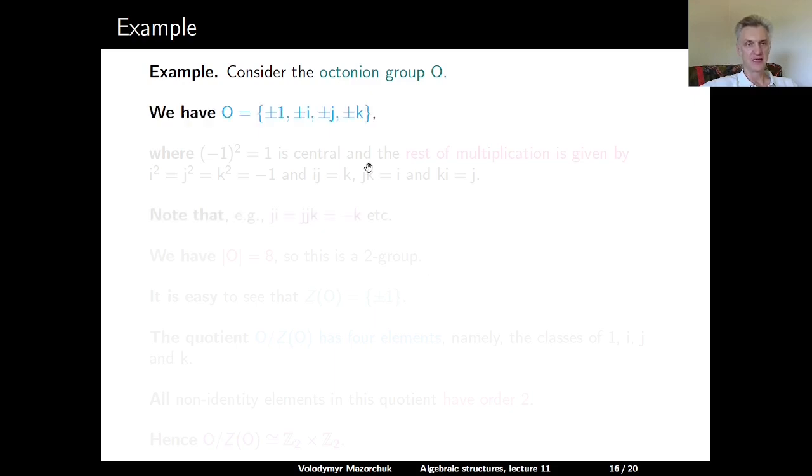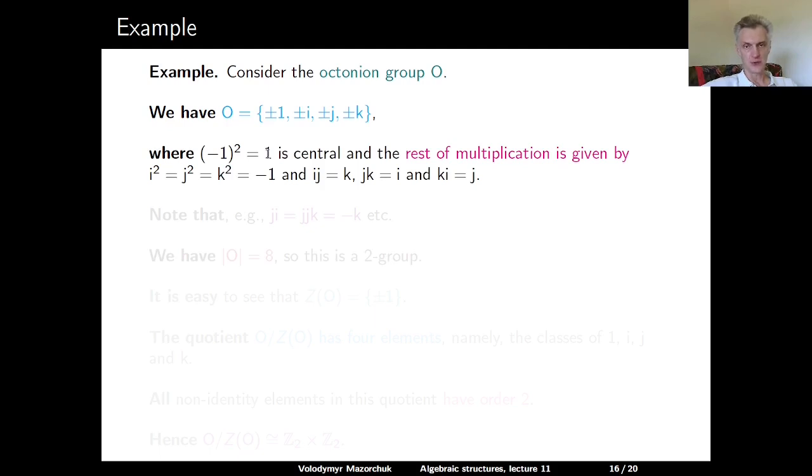That's a group with 8 elements: plus minus 1, plus minus i, plus minus j, plus minus k, where minus 1 squared is equal to 1, as usual, and the rest of multiplication is given as follows. i squared, j squared, and k squared are all equal to minus 1, and ij is equal to k, jk is equal to i, and ki is equal to j.